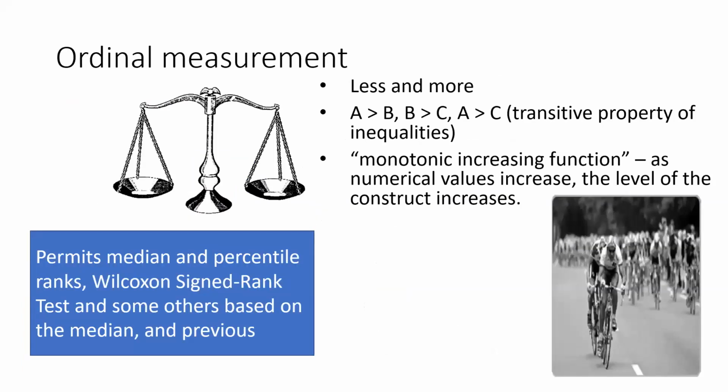The next type of levels of measurement is ordinal measurement. And ordinal measurement is rank order. On this scale, the category that a case belongs to not only indicates what it is and what it isn't, but it indicates where it stands in relation to the other categories, above or below, greater or less.